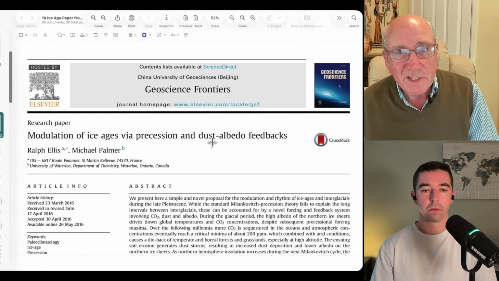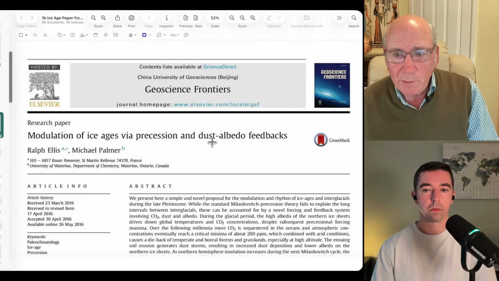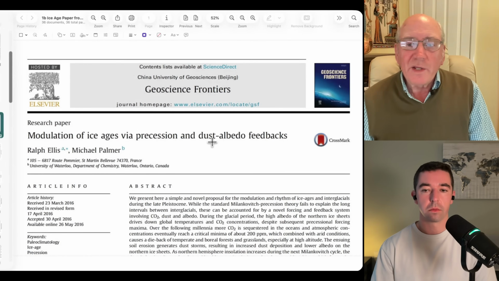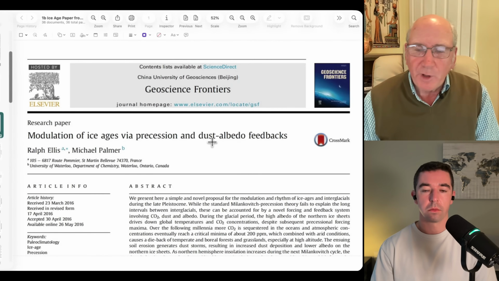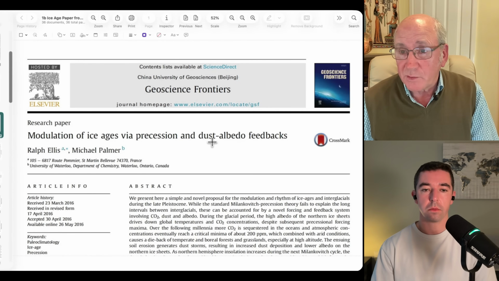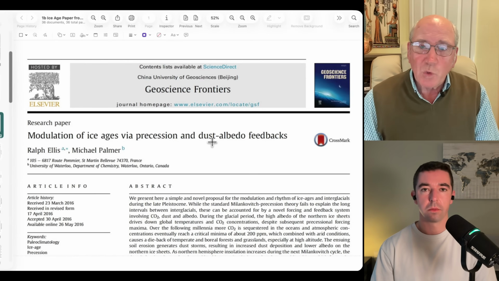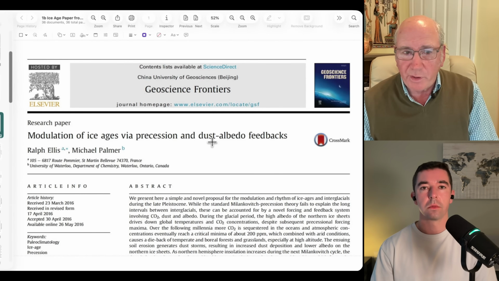Now, other people have attacked this and put it into papers, but always as a secondary effect to CO2. And they've misidentified how we get dust in the first place. And so my paper sorts out both of those and explains everything.